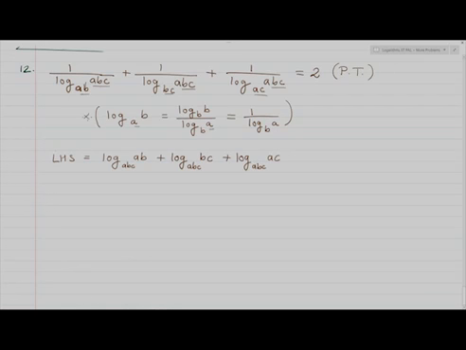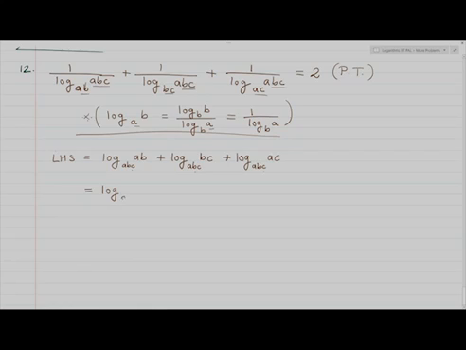Are you all with me? What I am doing is using this power law, this change of base law, and converting this 1 upon something to the numerator. So if this is clear, then what I have is this expression, and since now the bases are the same, I can use my multiplication law and get the answer.